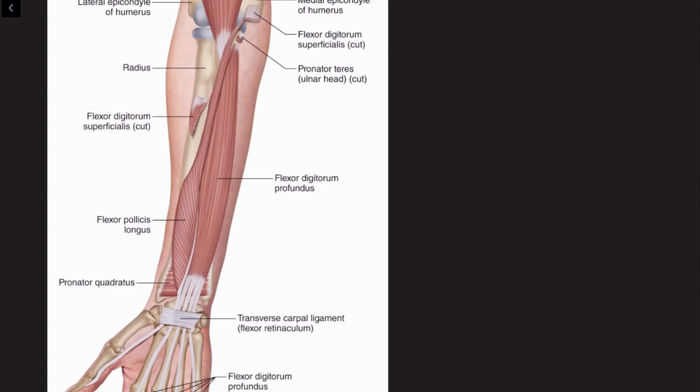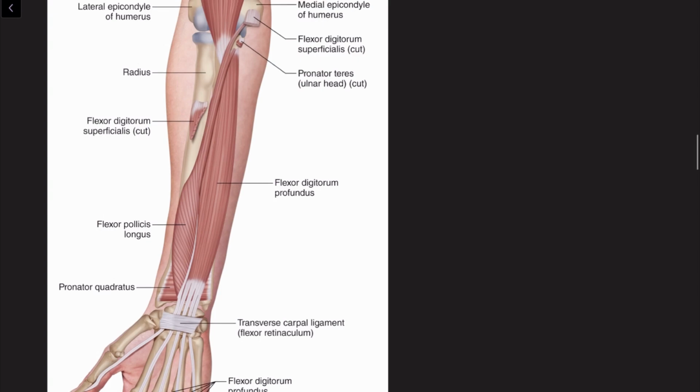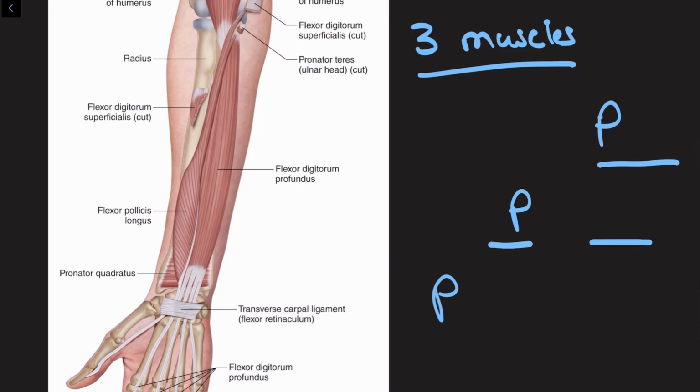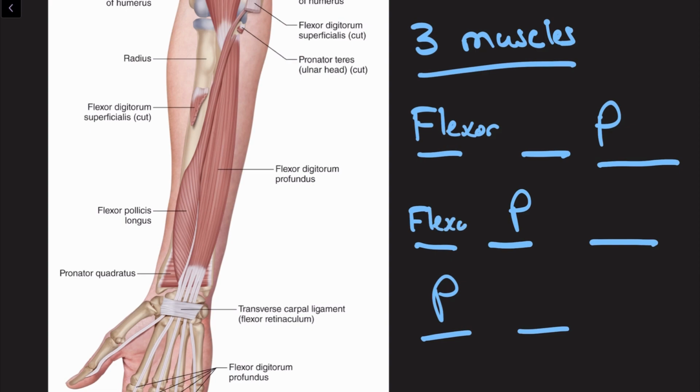And now we're looking at the deep layer of the anterior compartment of the forearm. This contains three muscles. To remember these three muscles, the mnemonic is three P's. P, P, P. So have three P's in a diagonal, and then draw lines like this. In the first two lines, there should be three underlines, and the last one should just be two lines. Because we're dealing with the anterior compartment of the forearm, all of these have to be flexor. So if it doesn't start off with P, they have to be flexor. So these two are flexor. The last one starts off with P, so we don't put flexor there.